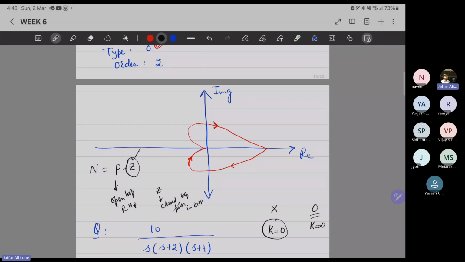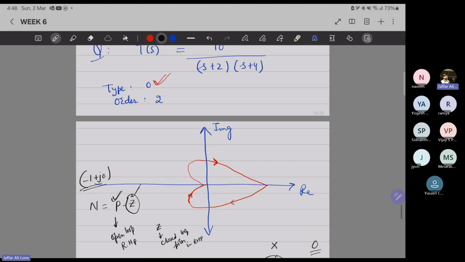So if I know the number of open loop poles from the transfer function, I can find the number of encirclements, but this number of encirclements is around the point -1 plus J0. So this is about the point -1 plus J0. So let's try to apply this concept for this question.